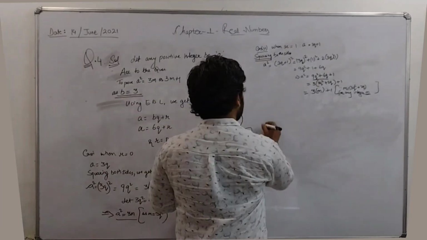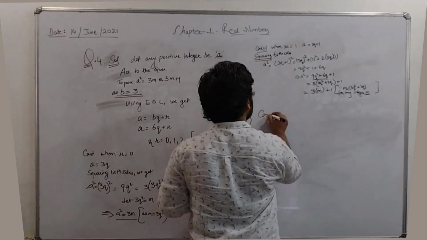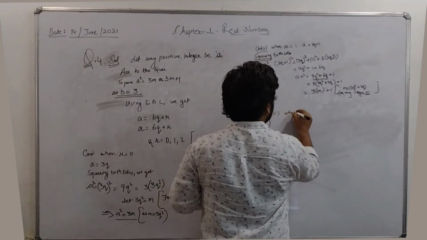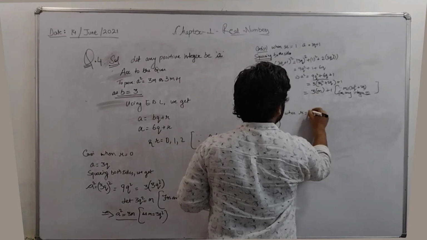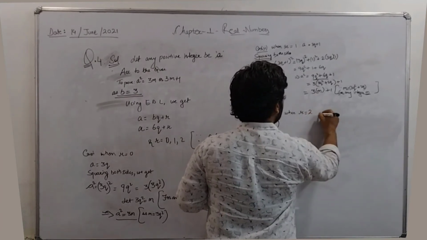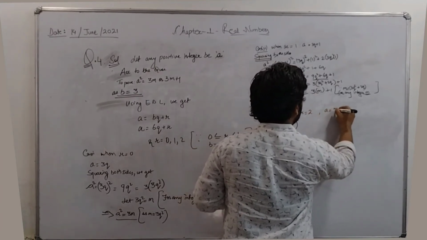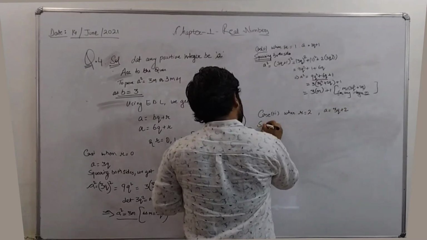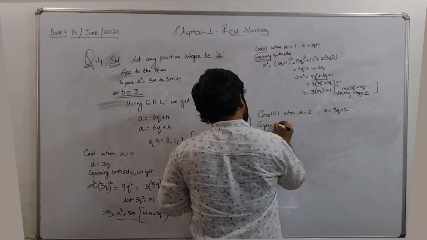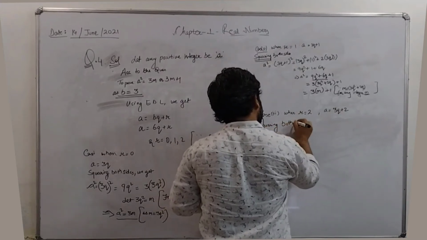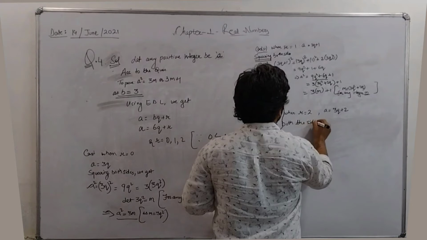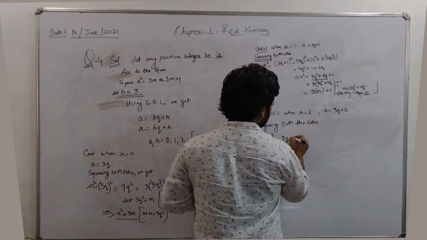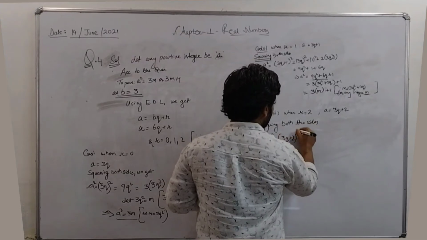Now moving on to the case 3. Case 2 we have done. Case 3, where r is equals to 2, we have a is equals to 3q plus 2. Squaring both the sides, again we will do the same thing, squaring both the sides, we get a square is equals to 3q plus 2 whole square.